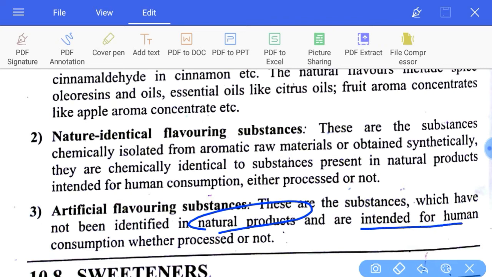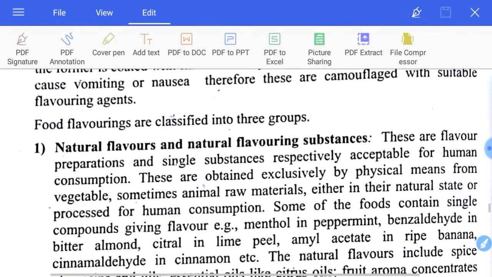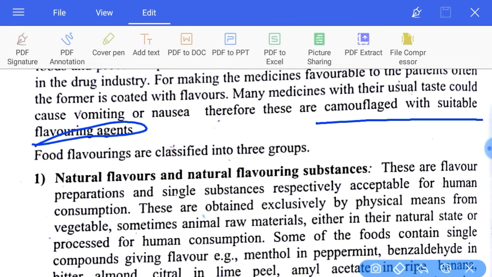See, this flavoring agent is also used for medicinal purposes, because some medicine we cannot take with its natural taste, so we need to camouflage it with suitable flavoring agents, because it can induce some vomiting or nausea effect. So in some medicine also we use some flavoring agent.